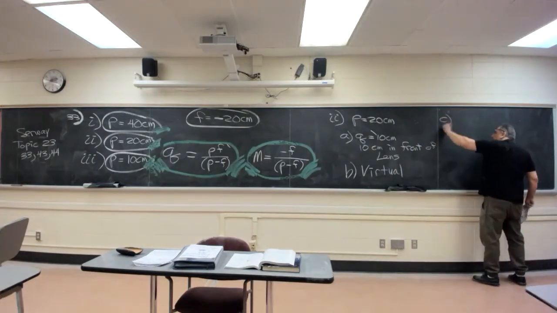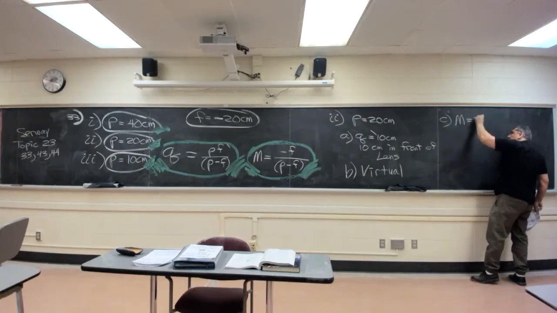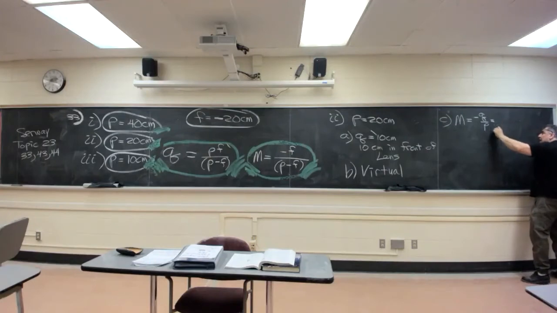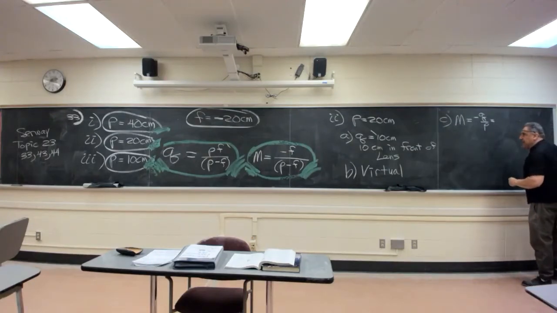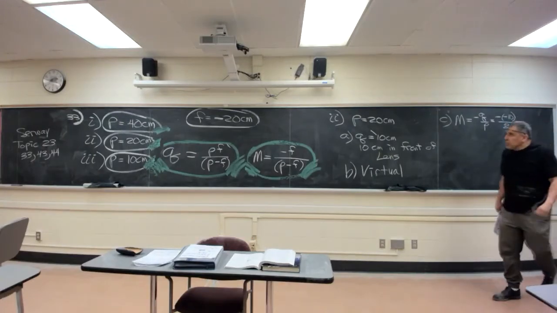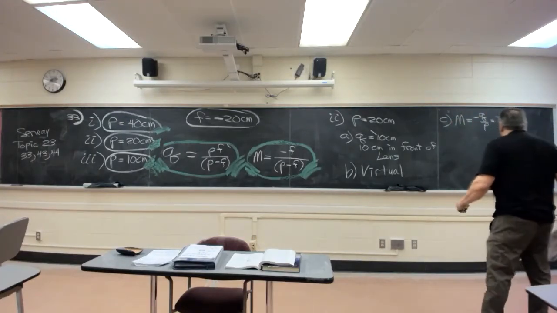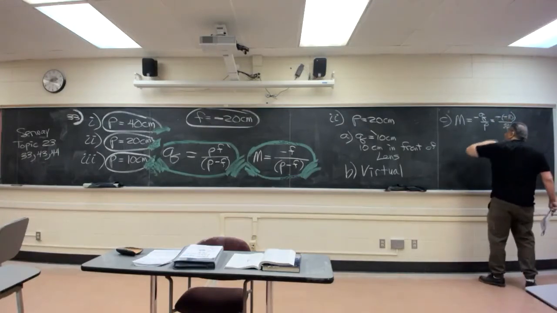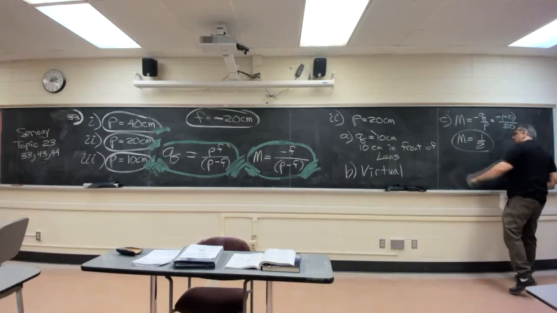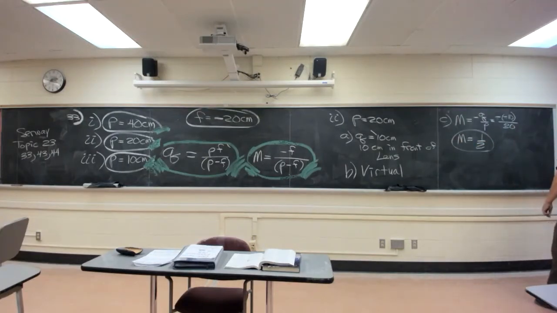C, magnification. Here goes. We found Q, as we said, to be negative 10. The opposite of negative 10 is positive 10. Positive 10 divided by positive 20, the object distance, which was 20 on that one. There's your magnification. It is an upright image.